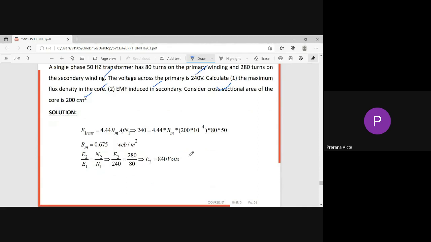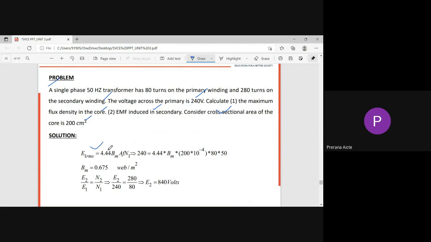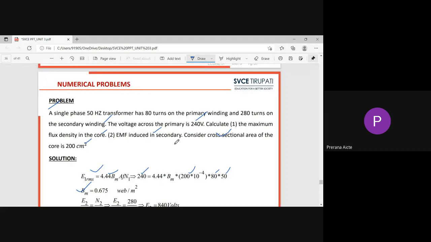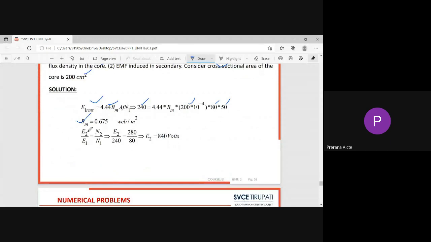So already we know the basic formula: E1 RMS is equal to 4.44 B max A f N1. From that, the input voltage is 240 volts, the area is already given, and with N1 equal to 80 and the frequency, we obtain B max as 0.675 Weber per meter square. They also asked for the EMF induced in the secondary. Already we know that E2 by E1 is equal to N2 by N1. The induced EMF per turn in the primary and secondary is the same, so E1 by N1 is equal to E2 by N2. From that relation, we easily obtain the E2 voltage.